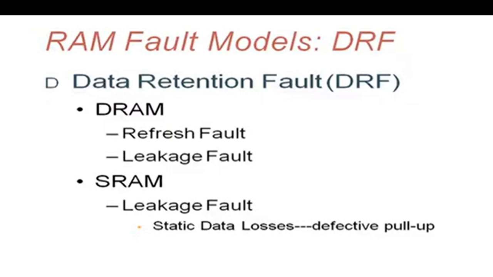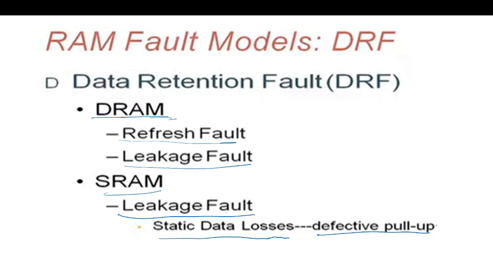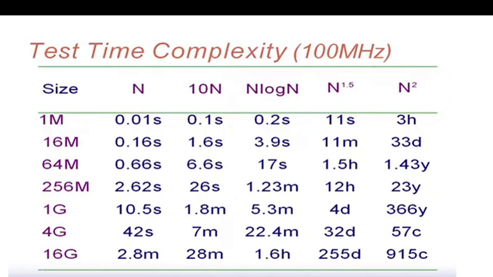The next type of fault is the data retention fault, which occurs because the DRAM circuit needs refresh. So if the refresh circuit is not working, or there is some leakage fault. In the SRAM, there is a leakage fault or static data loss, maybe because of a defective pull-up network.